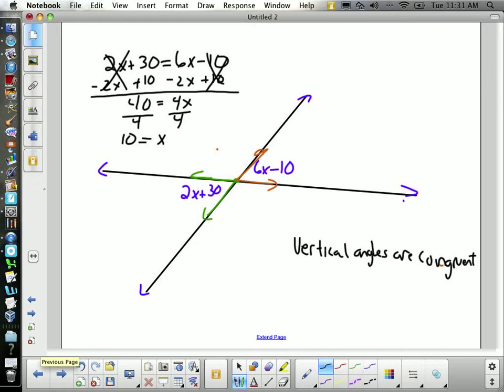Now that I know x has a value of 10, I can do a lot of different things. I can substitute it in to see if I'm correct. I can check my answer by putting 10 in for x in both spots. 2 times 10 is 20. 20 plus 30 is 50. 6 times 10 is 60, minus 10 is 50. Sure enough, 50 and 50, those are congruent angles.